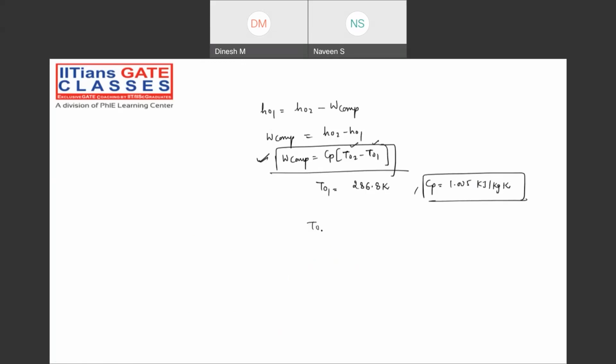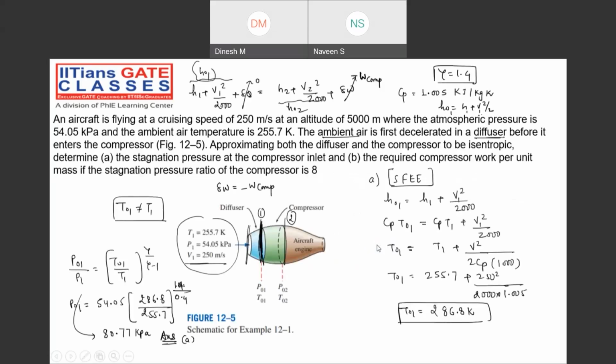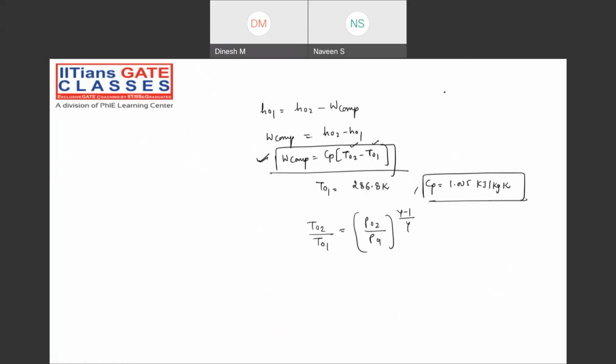Again, we are going to use the same formula. T02 is equal to what? T02 by T01 is equal to P02 divided by P01 to the power gamma minus 1 by gamma. But what is P02 by P01? They have mentioned clearly the stagnation pressure ratio. That means you know that in compression the pressure rises. In a compressor pressure rises. So P02 by P01 will be 8. So from here, what is the answer for T02?